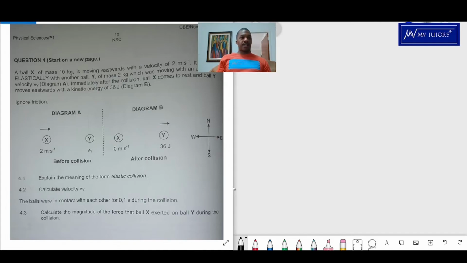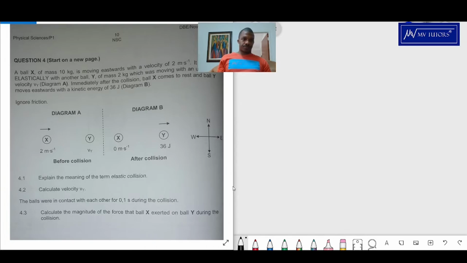It says a ball X of mass 10 kg is moving eastwards at a velocity of 2 meters per second. It collides elastically with another ball. That's important, elastically, because you know what that means. It means that kinetic energy before is the same as kinetic energy after.